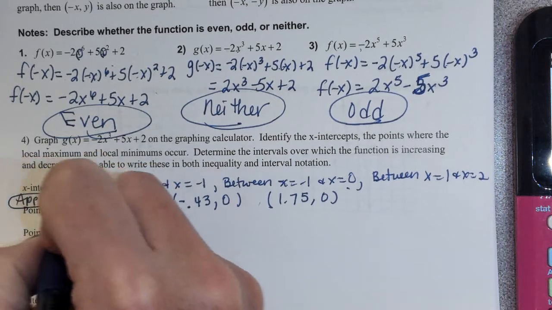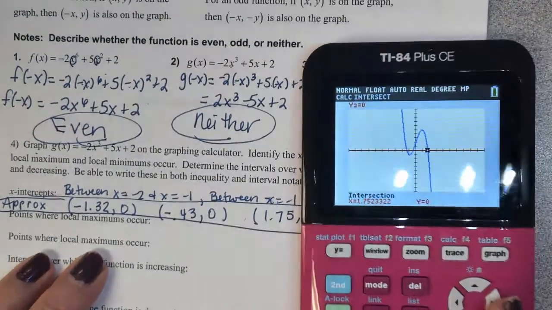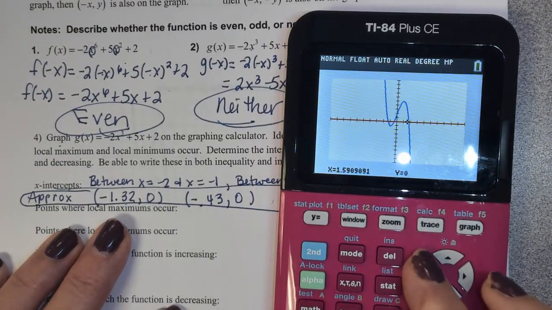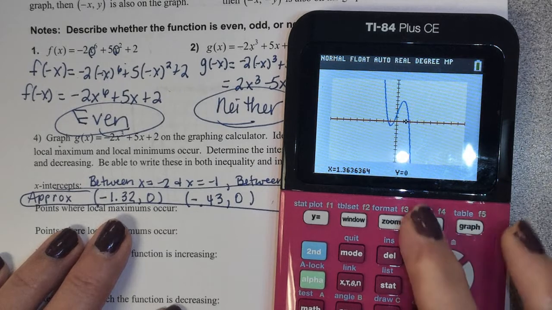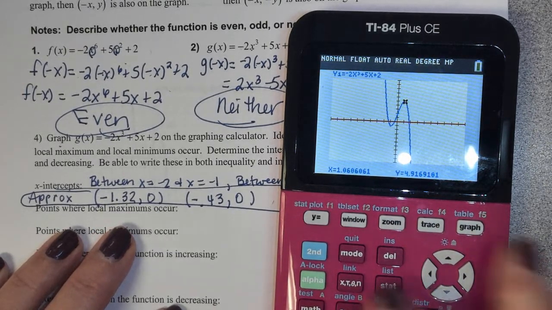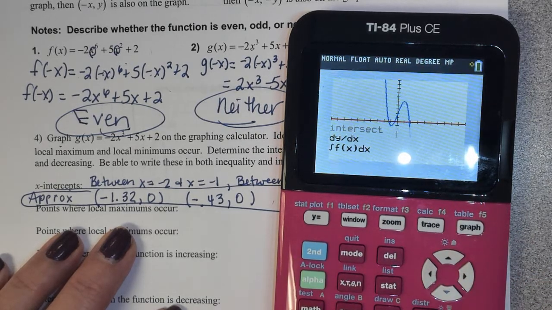I'm just putting approximately where they are. Points where the local maximums occur. Here is a local max. There's a local max right there. It's a high point. Here's how I find that. Second, trace, calculate, maximum.